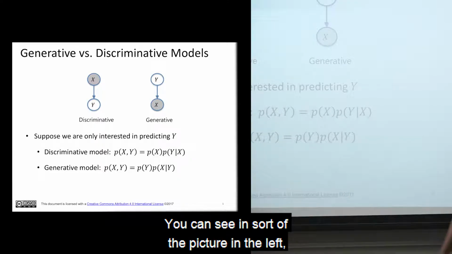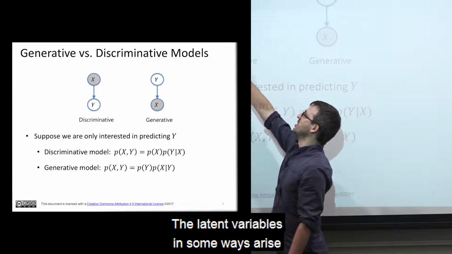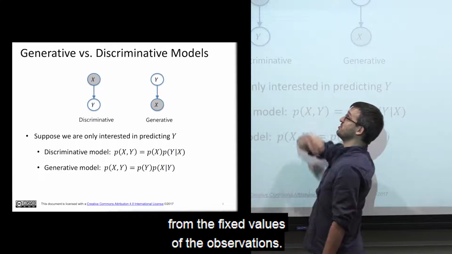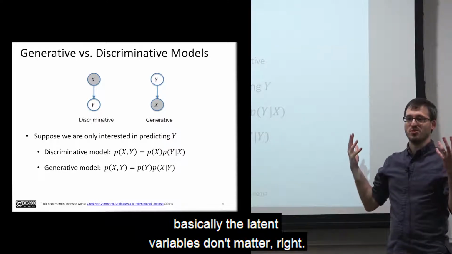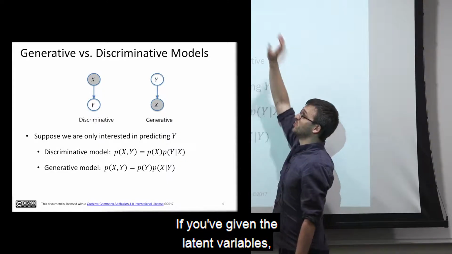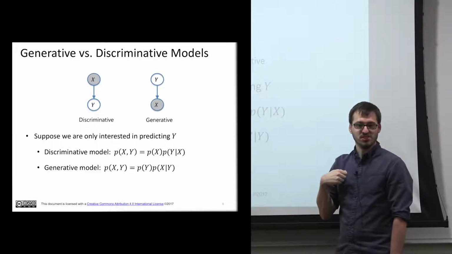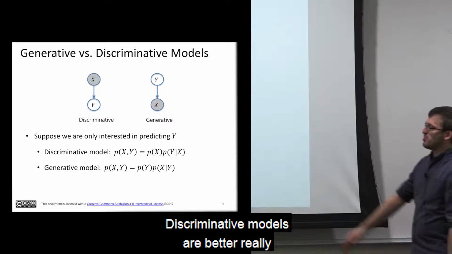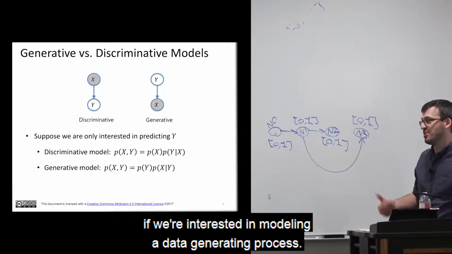You can see in the picture on the left, in the discriminative model, the latent variables in some ways arise from fixed values of the observations. In such a situation, if someone gives you the observations, basically the latent variables don't matter, right? Whereas here, the observations arise from the latent variables, right? If you're given the latent variables, you could sample basically to get new observations, right? So which one of these we prefer greatly depends on the application. Discriminative models are better really for prediction, whereas generative models are better if we're interested in modeling a data generating process.